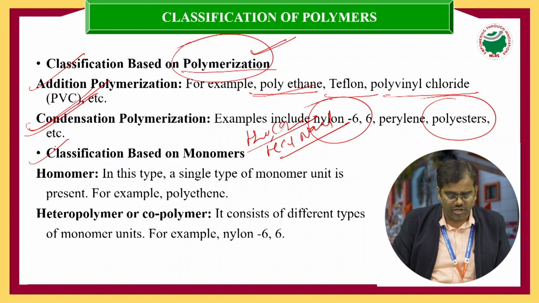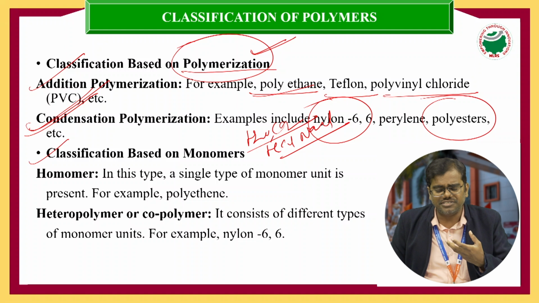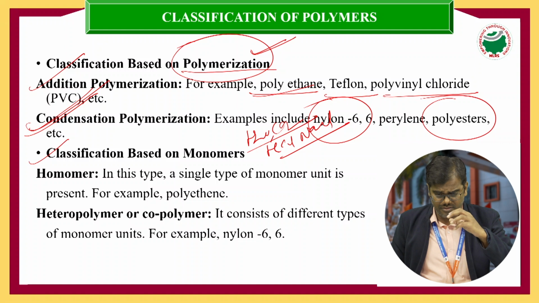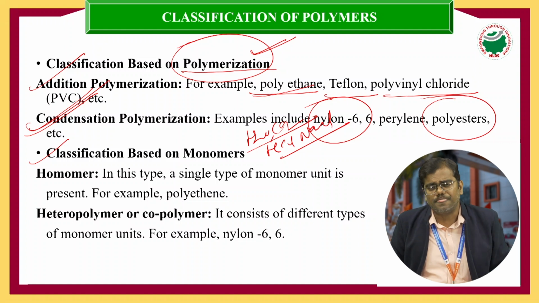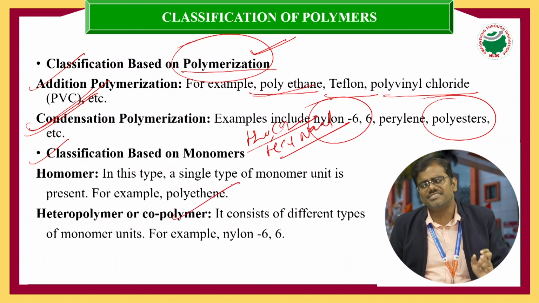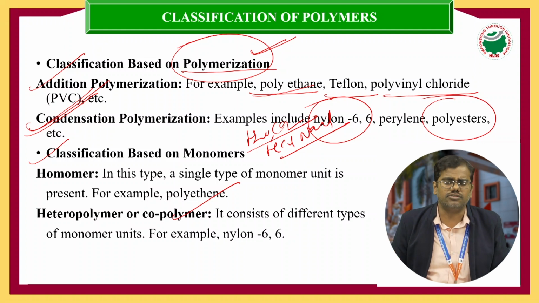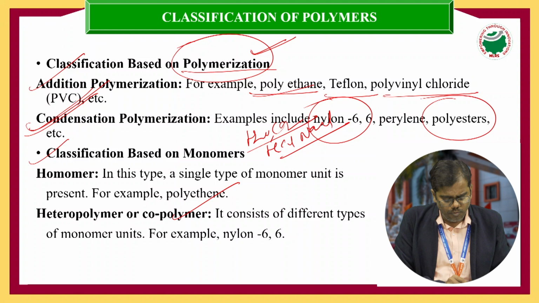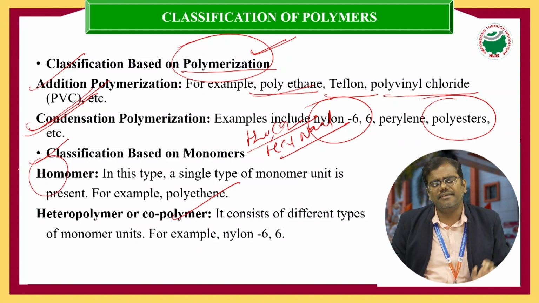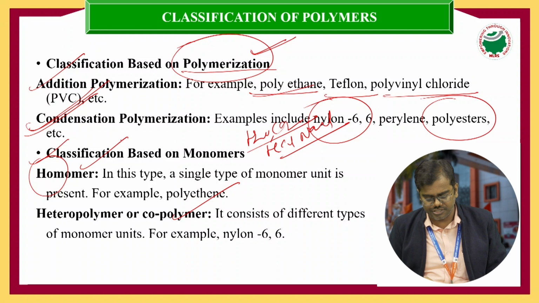And the next classification is based on the monomers, whether the monomers are the same or different. If you are using the same type of monomers, it will lead to the formation of a homopolymer. If you use two different types of monomers, it will lead to the formation of a copolymer. Co means different types of monomers are involved in the polymerization, which finally leads to the formation of a copolymer. And homopolymer is nothing but homo means same. If the same type of monomers are used in the polymerization process, it will finally lead to the formation of a homopolymer. That's good.